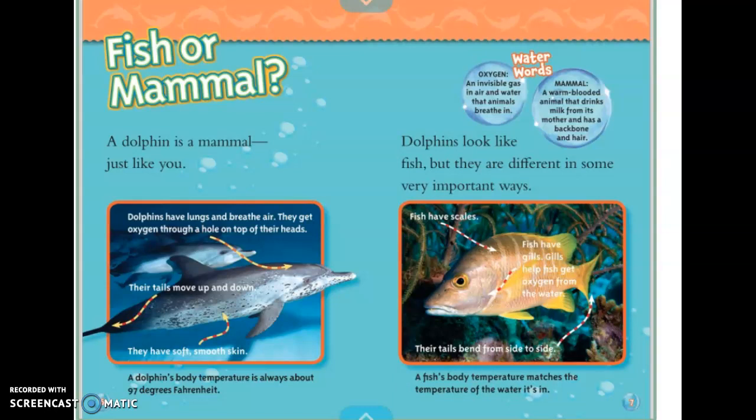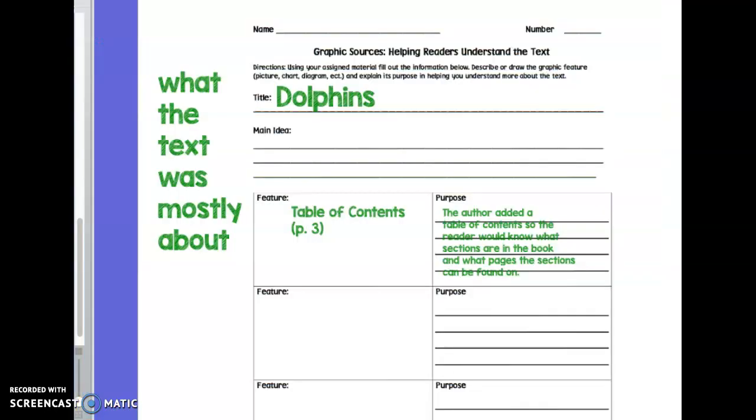Do you see any text features on this page? I do. This is called a heading. I think I'm going to write about this one. The heading says fish or mammal, and it was on page 6. So I'm going to go back to my worksheet and say I saw a heading on page 6. Instead of drawing it, I think I might also just include what that heading was. It said fish or mammal with a question mark.